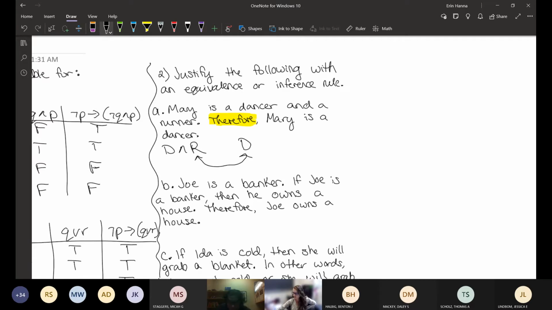And I should have put the rules on this page, but I don't have them up. Our simplification rule was if we had a P and a Q, that could then go to just P, which is essentially exactly what's happening here. So this would be by simplification.